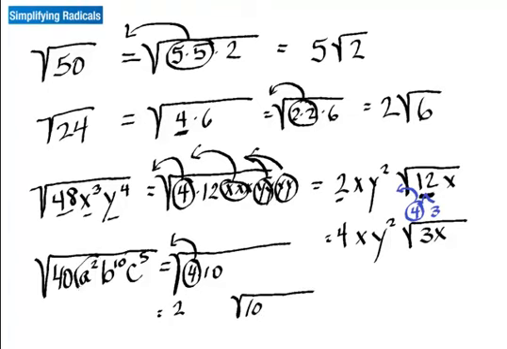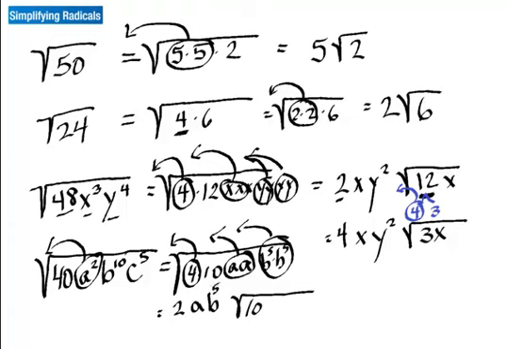Now, a squared. He's perfect. He comes out as just an a with nothing left over. So that's a times a. B to the 10th. I could say that that's b to the 5th times b to the 5th. That's another way to look at it. That's a pair, and it comes out as b to the 5th. Then c to the 5th. So I could say that that's c squared times c. There's a pair. It comes out as c squared, and then just 1 c left in there. And that's all there is to that one.